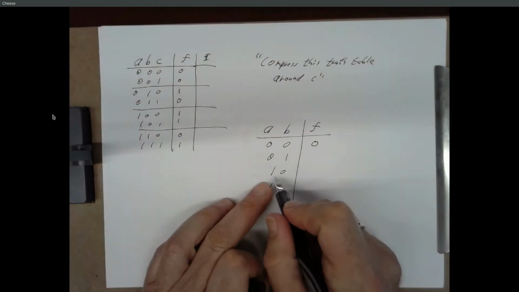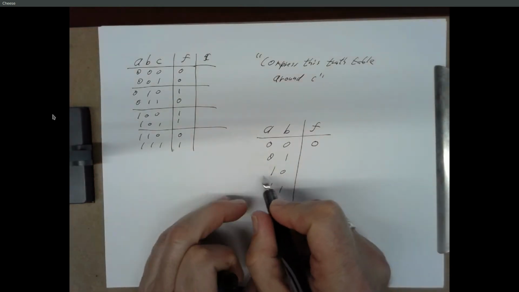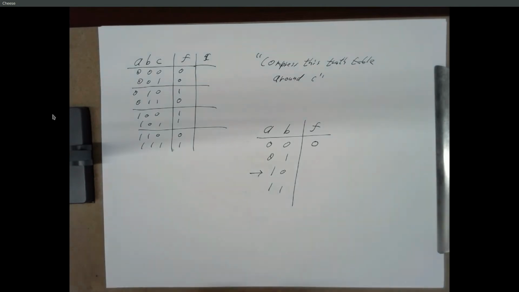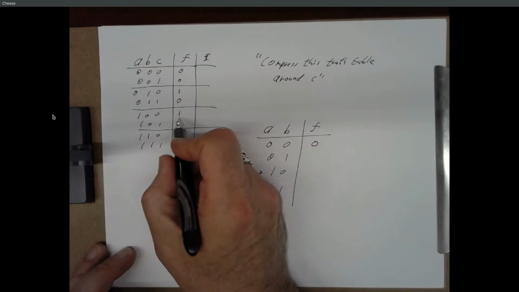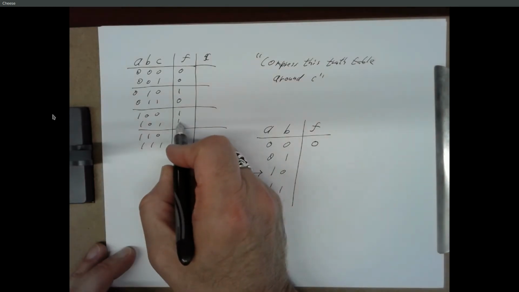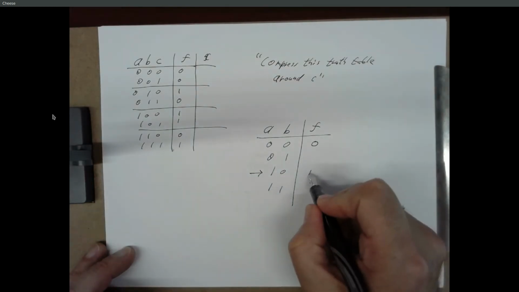Okay, what if A is 1 and B is 0? So this third row, what can I say about F? It's a 1. It's got to be equal to 1. It's either a 1 because C is 0, or it's a 1 because C is 1. So this is going to be a 1.